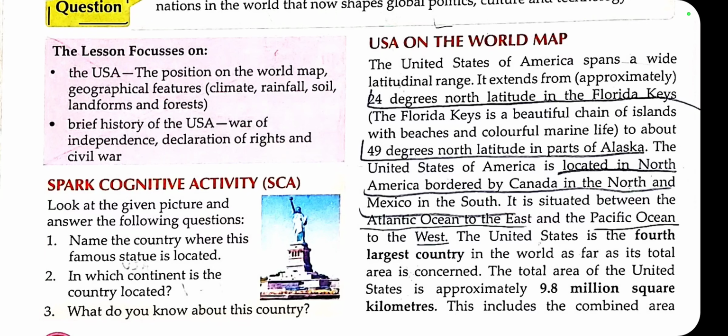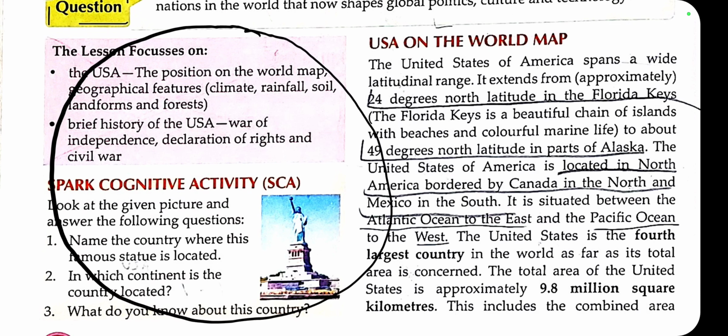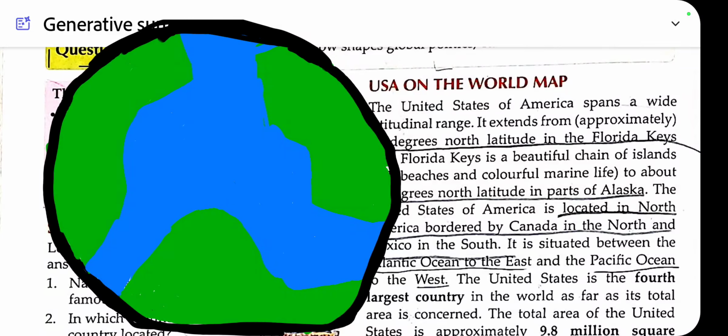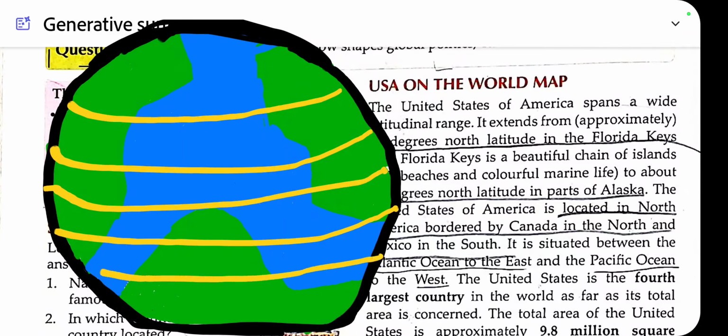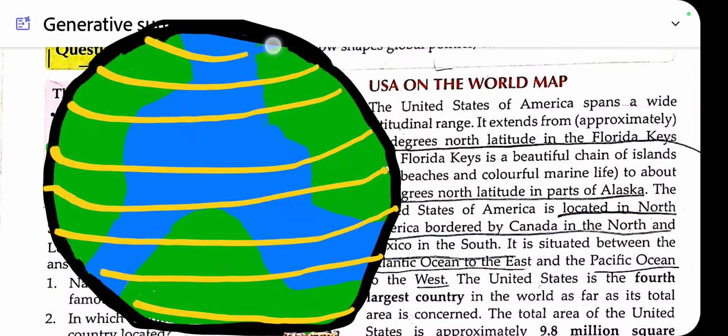Now let's explain. The USA spans a wide latitudinal range. Suppose this is your Earth. And these yellow color lines are latitudes. Now latitudes don't actually exist. These are just imaginary lines which mankind uses to divide the earth. Now we have latitudes, but what are we missing? Longitudes, yes. So these red colored lines are longitudes.